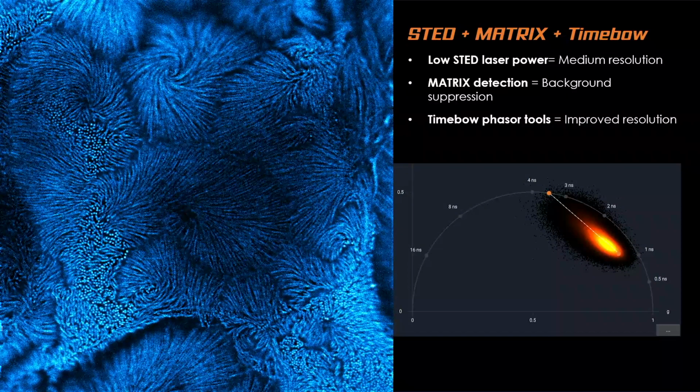How am I doing this? I'm basically using again the phasor plot, and I'm selecting which part should be rejected as it has too low of a lifetime, meaning it has a very low resolution. And that leaves us in the end in the final image with just the very high resolution parts.